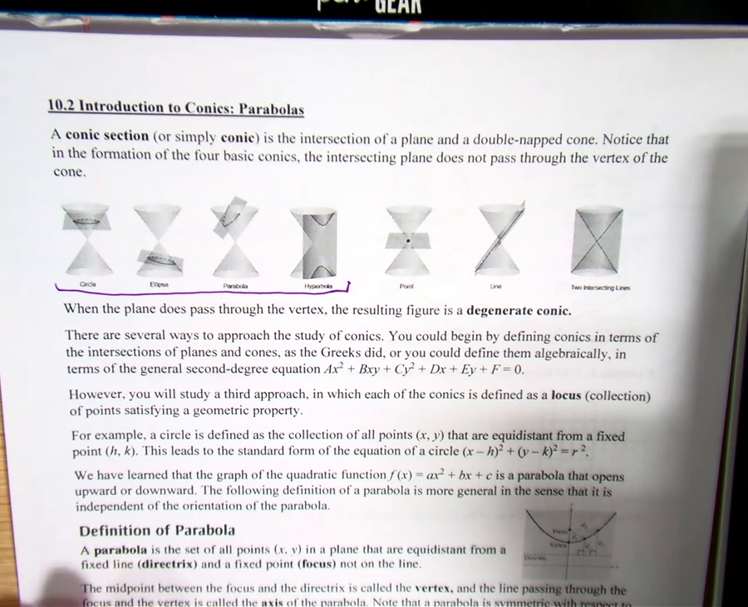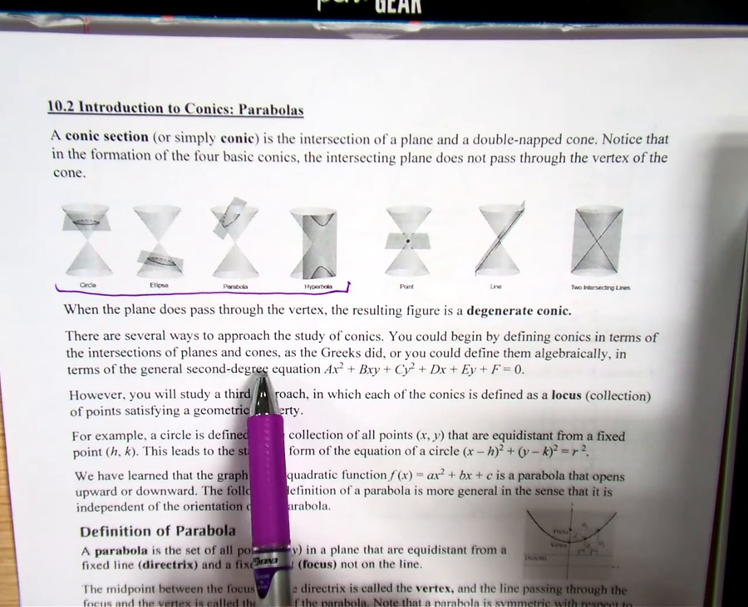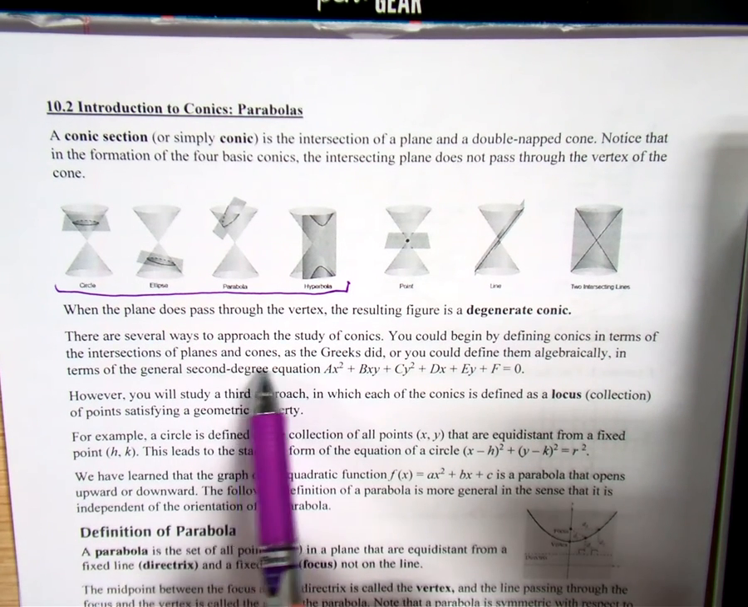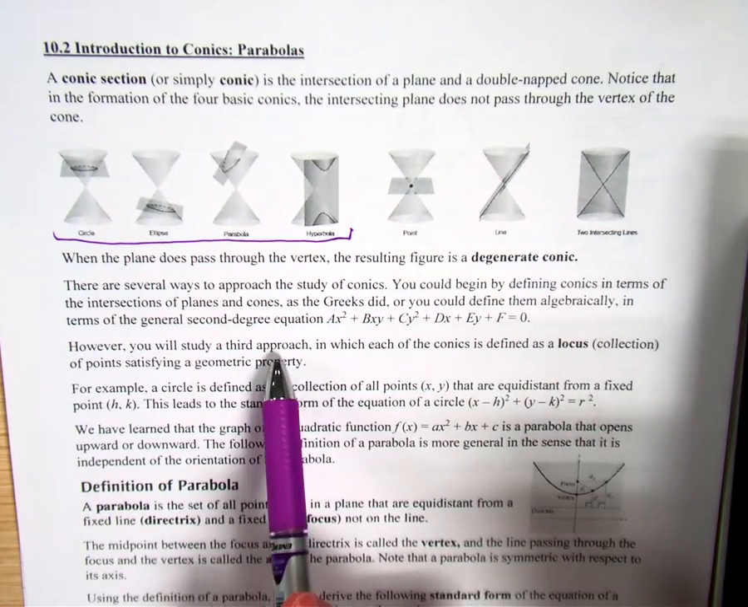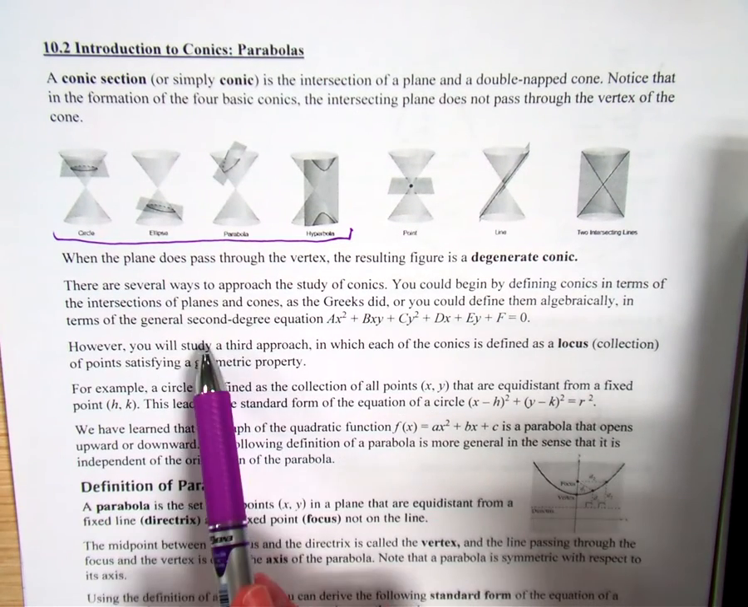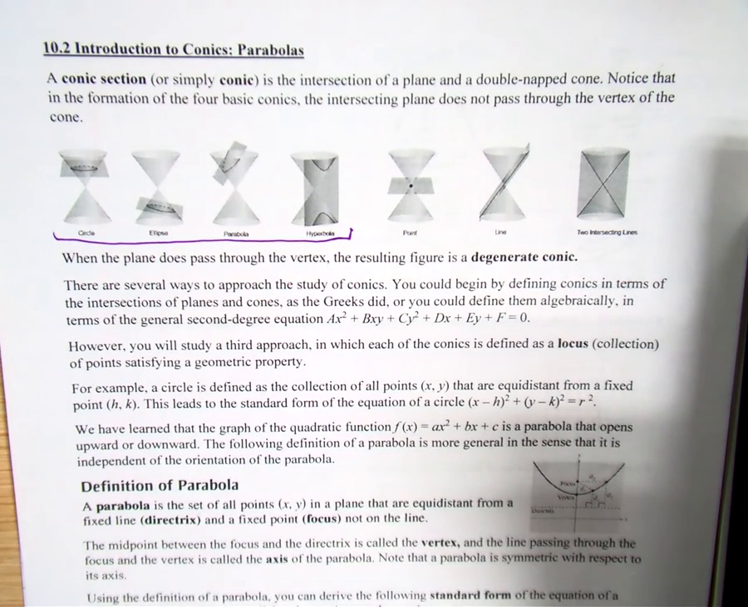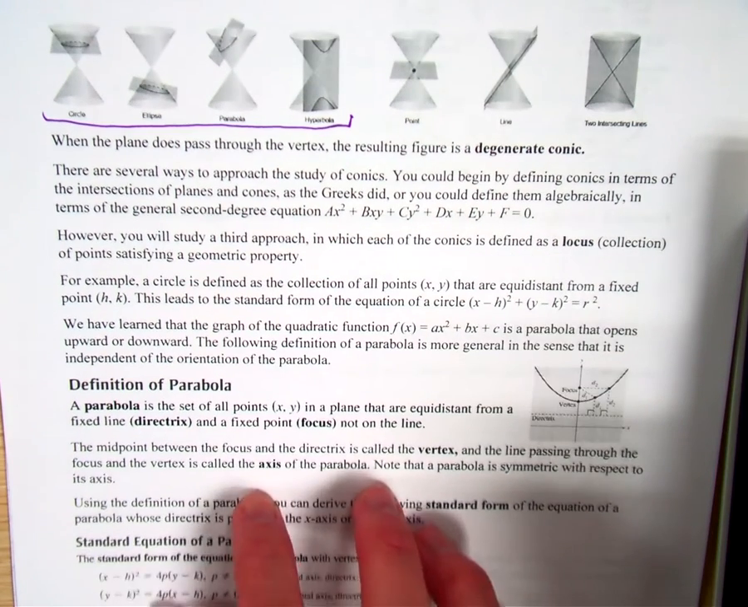You could begin by defining conics in terms of intersections of planes and cones, as the Greeks did, or you could define them algebraically in terms of the general second-degree equations, like that. However, we're going to study a third approach, which we did look at in Algebra 2, in which each of the conics is defined as a locus, or collection of points, satisfying geometric properties.